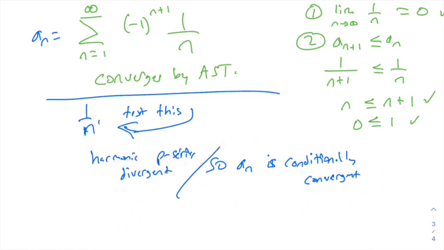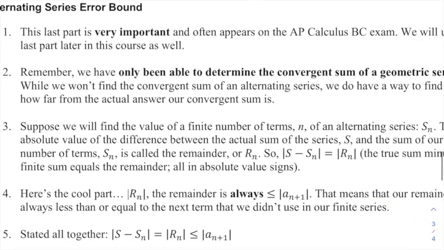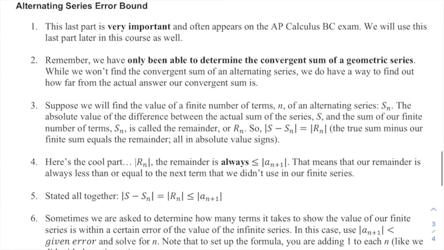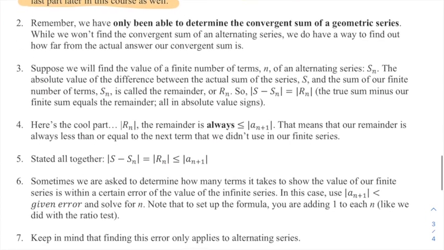All right, now, you need to practice these, because this also helps you practice all of your other series. To test the non-alternating part, you might have a geometric series or p-series, you might use the ratio test, you might use the integral test, you might have to use a comparison test. So practice, practice, practice, check your answers, look at your work, and then figure these out. All right, now there's one other thing, and this gets really interesting and very useful. This last part is very important and often appears on the AP Calculus BC exam. We'll actually use this last part later in the course as well, so this is an important idea.